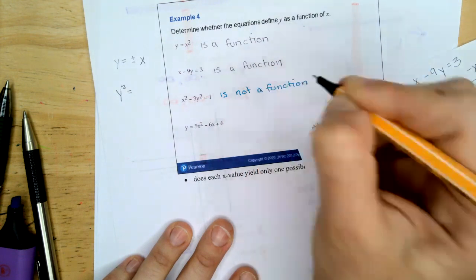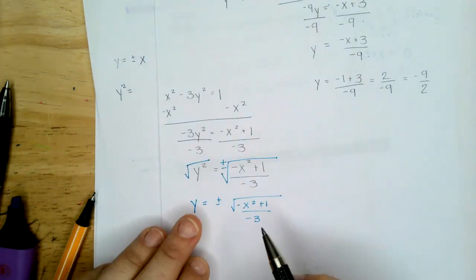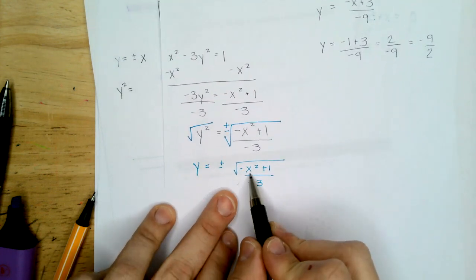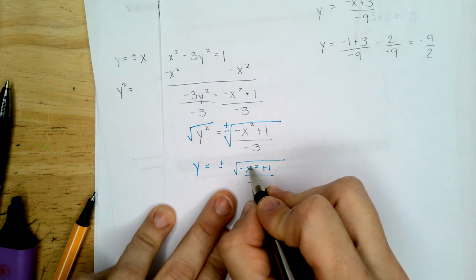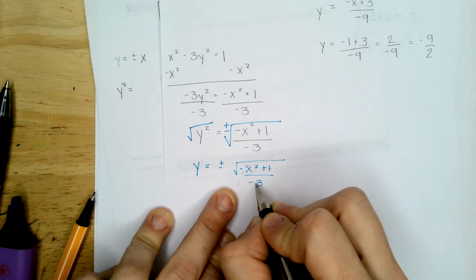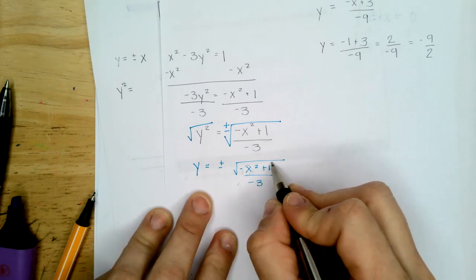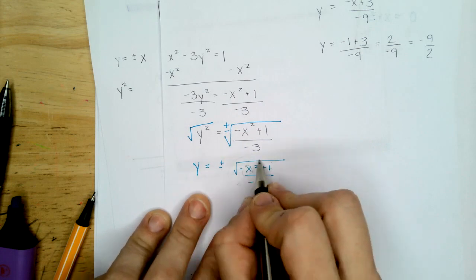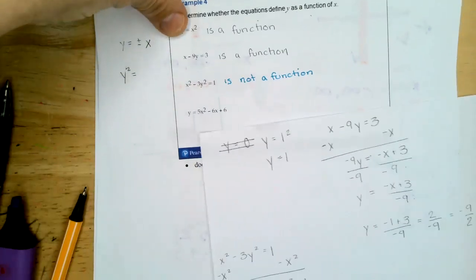We can also try it. We can say x squared. So if I put in a 0 here, right? 0 plus 1 divided by negative 3 and taking the square root of it, I'm still going to get the positive square root of that answer and the negative square root of that answer. Okay, that is not a function.